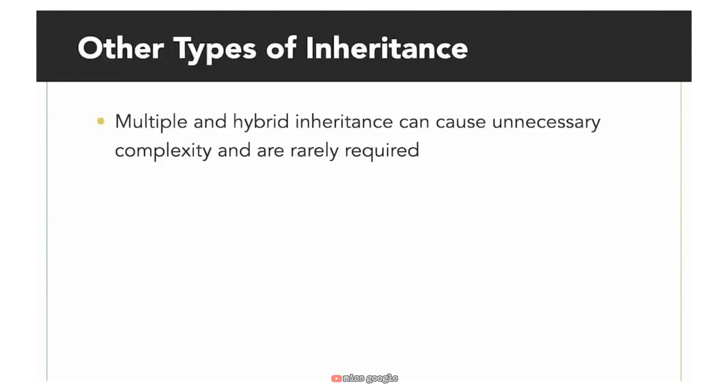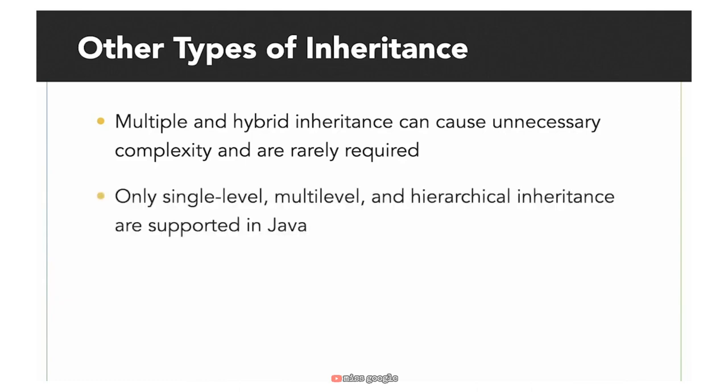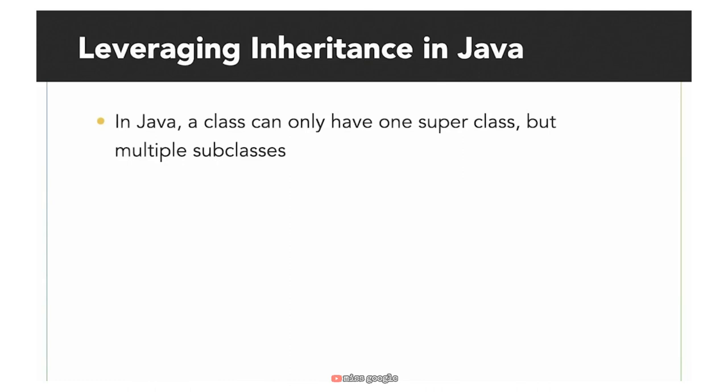There are a few other types of inheritance, including multiple inheritance and hybrid inheritance, but they are not supported in Java. Multiple inheritance can cause unnecessary complexity, especially in casting, constructor chaining, and other Java operations. There are very few scenarios where multiple or hybrid inheritance are actually needed, so it's been removed entirely for simplicity. Ultimately, in Java, a class can only have one superclass, but it can have multiple subclasses.